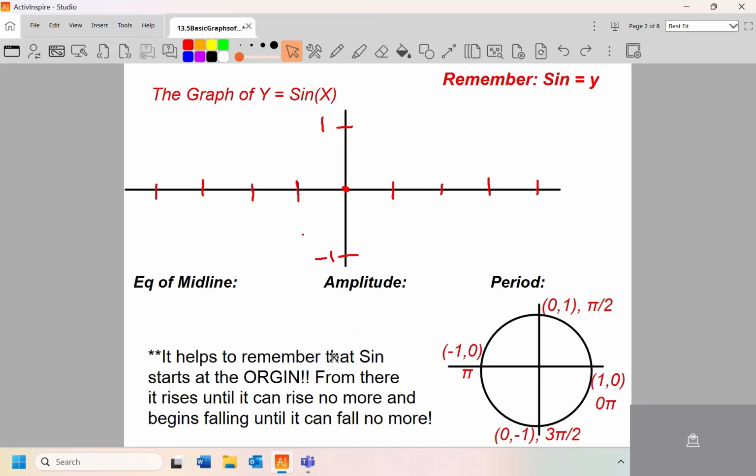It helps to remember that sine starts at the origin. From there it rises till it can rise no more and begins falling till it can fall no more. So remember sine is y. All right, remember sine is y.